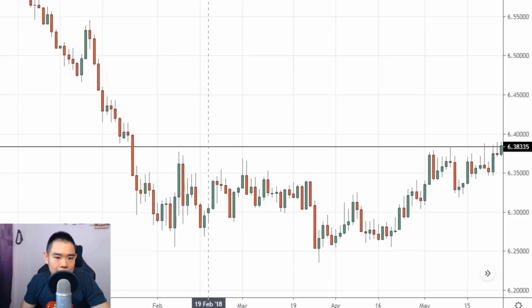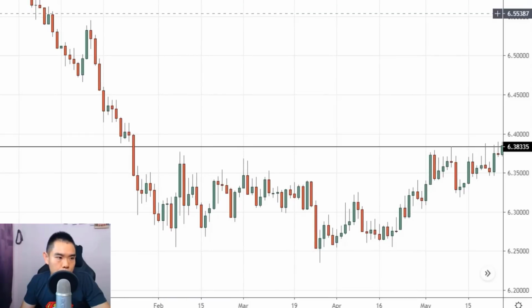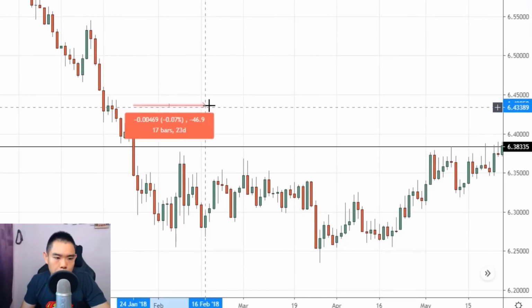So how do you know there's 80 candles over here? What you're looking for is, again, you can use a tool like this one over here on TradingView, pull it from left to right.